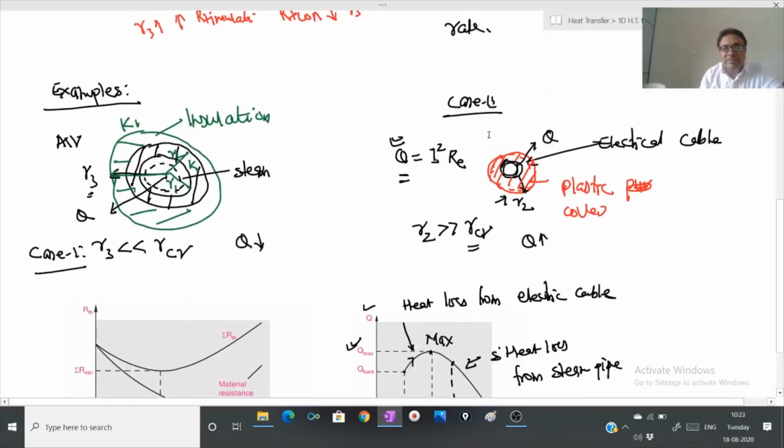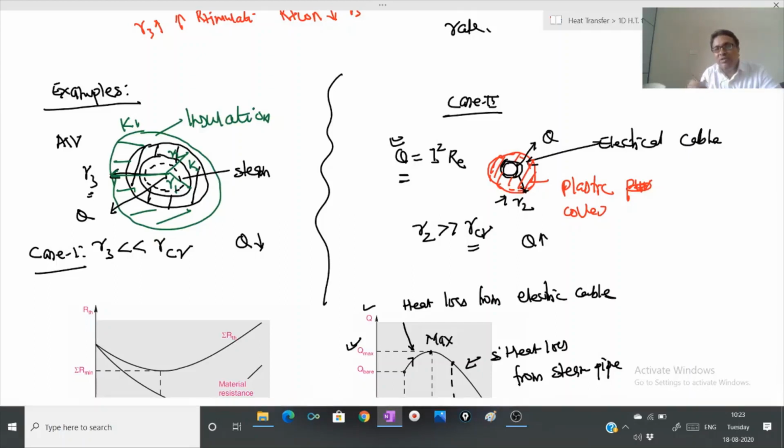So this concept is widely applied in electrical engineering. That is why we say heat transfer is a subject whose concepts are used in each branch of engineering.